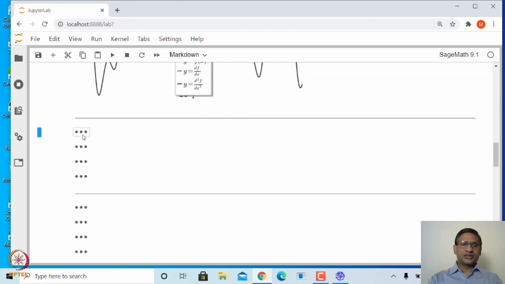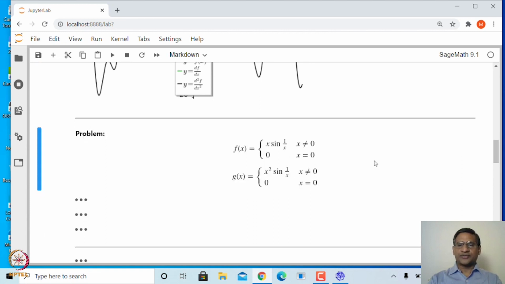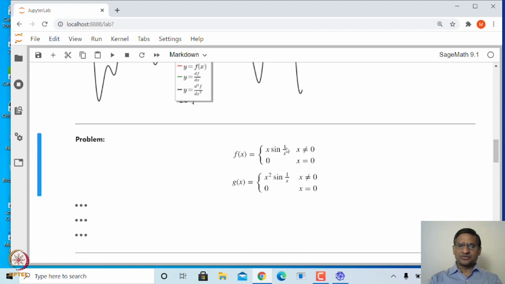So, let us look at, suppose you have a function f(x) equal to x sin 1 by x when x is non-zero and equal to 0 when x is 0, and the second one is x square sin 1 by x when x is non-zero and equal to 0 when x equal to 0. If you look at these two functions, you must have seen that you can find the limit of these two functions and the limit at x equal to 0 exists, but how about the derivative?